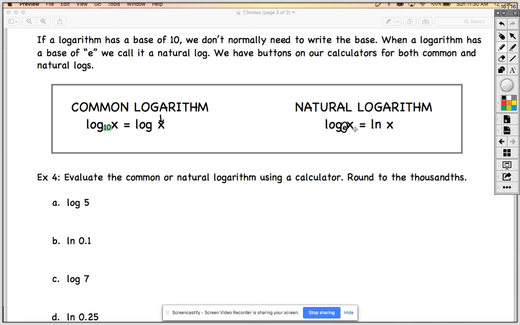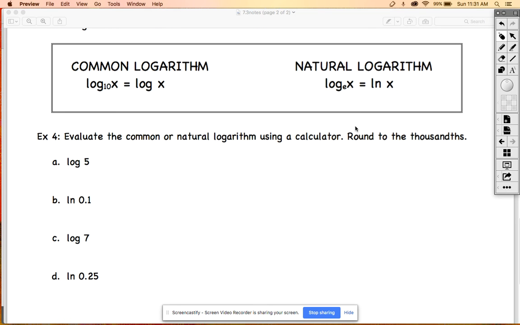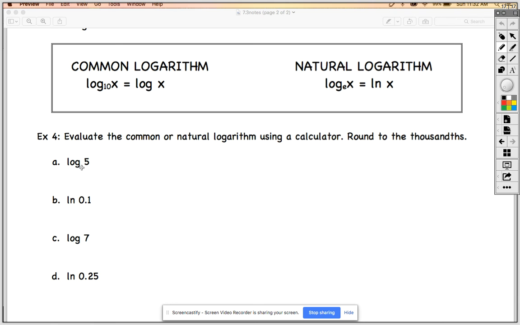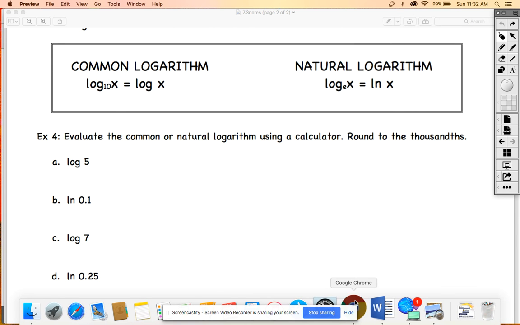So in example 4, we're going to evaluate these logs, and we're just going to use a calculator for those because we have common logs, logs with base of 10, and natural logs, logs with base of e. So all you're going to do is type log 5 on your calculator. It really has a base of 10, we just don't write it. If it has a base of 10, we don't write it. So we're going to do log 5 on our calculator. Let me go do it.